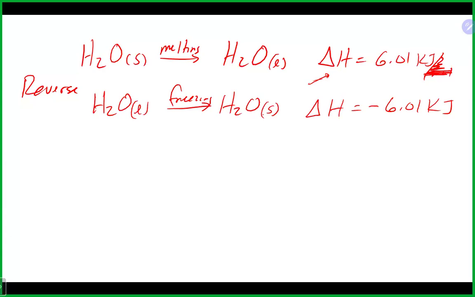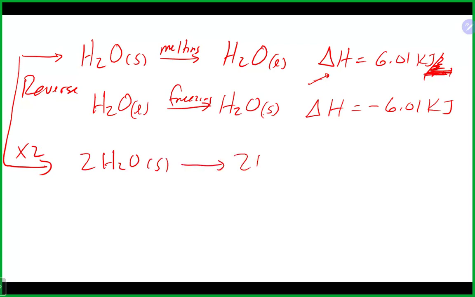Other things that sometimes happen is, let's just say you were doing something and you're like, well, I don't need one water molecule there. I need two. So if I took that very first equation and I multiplied the entire equation by 2, I would end up with an equation that looks like this.